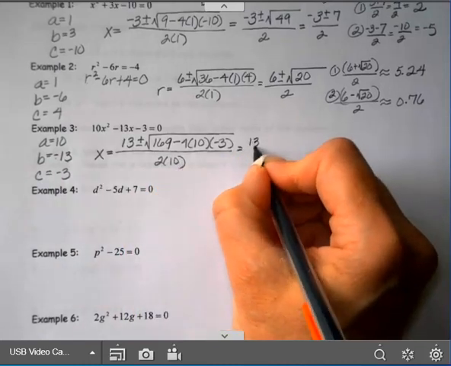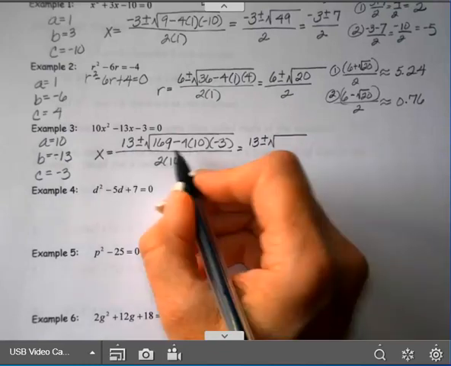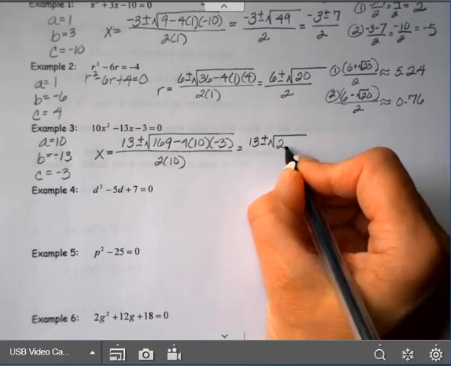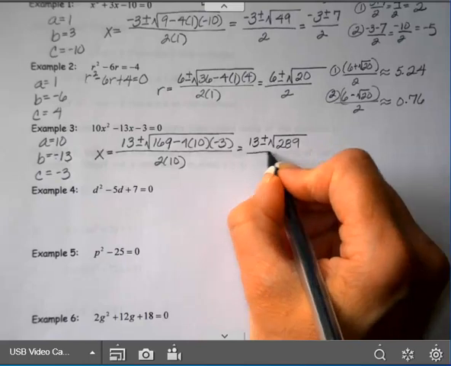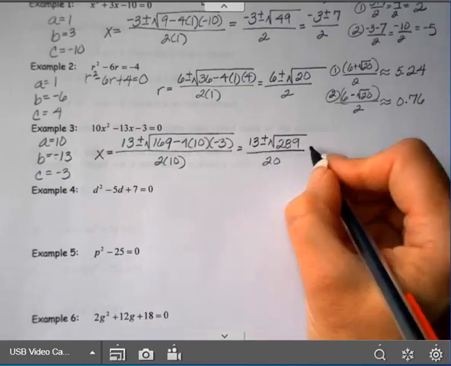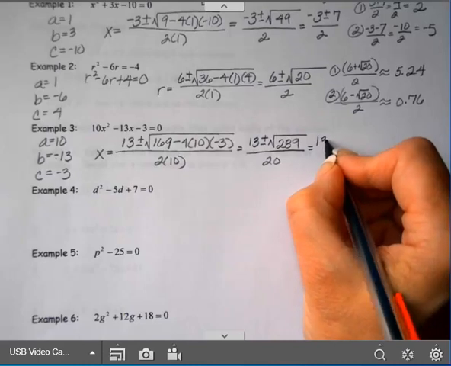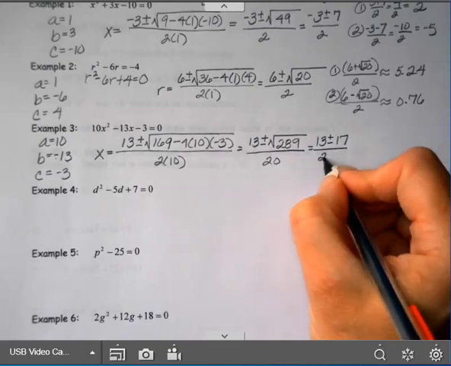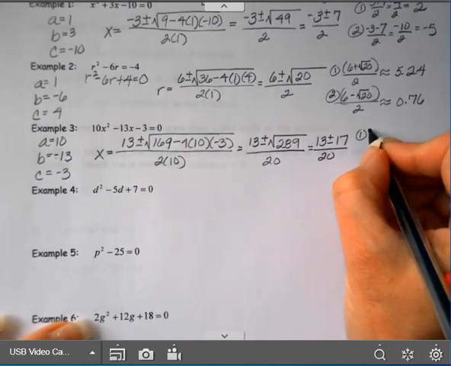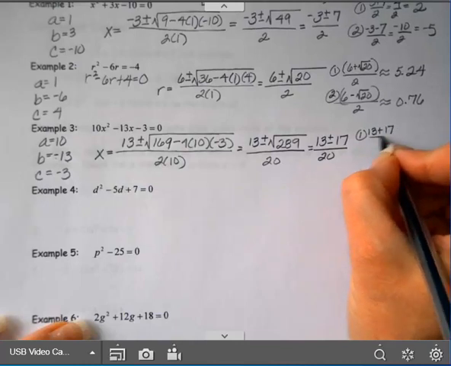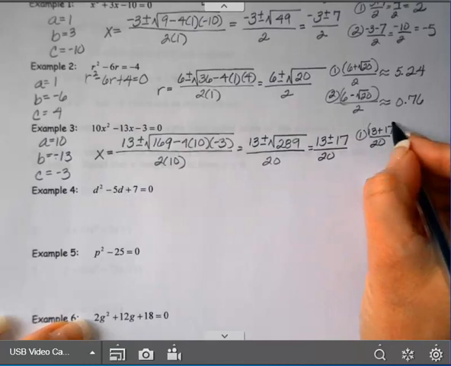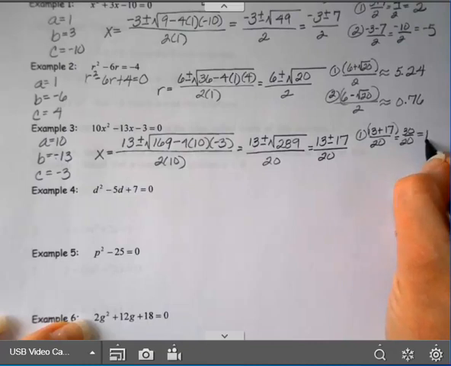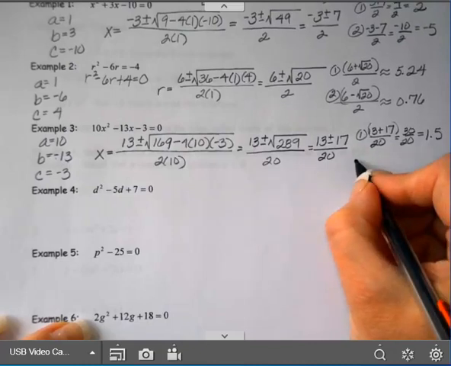So this becomes 13 plus or minus the square root. And if you simplify it, 169 minus 4 times 10 times -3, that gives you 289. And that is divided by 20. 289 is a perfect square. So this is 13 plus or minus 17 all over 20. So you get two solutions, 13 plus 17 over 20. Make sure you put that in parentheses. So that's 30 over 20, which is 3/2 or 1.5 if you want to write it as a decimal.